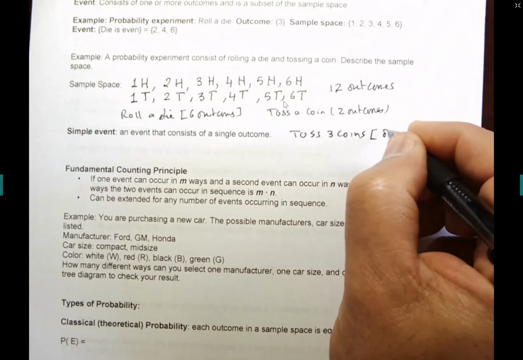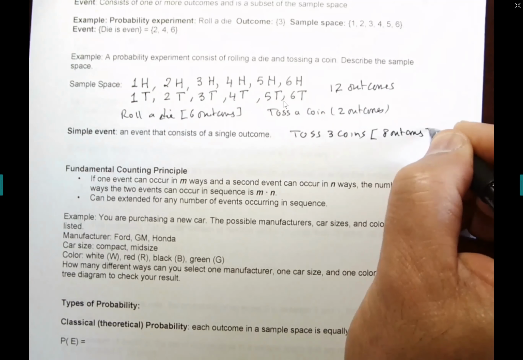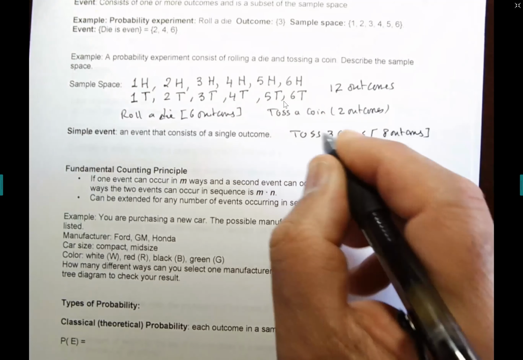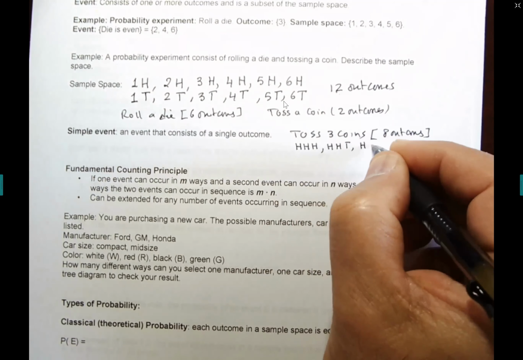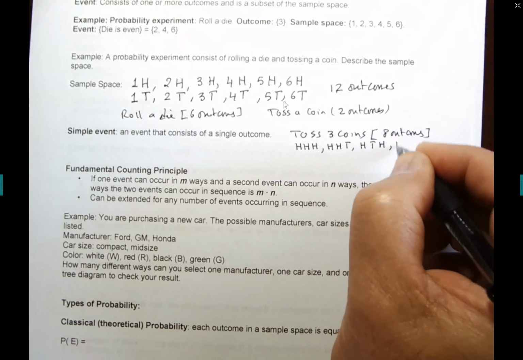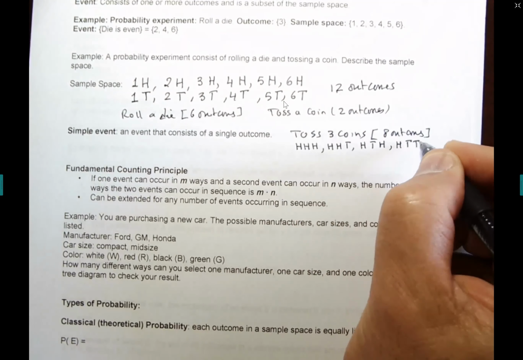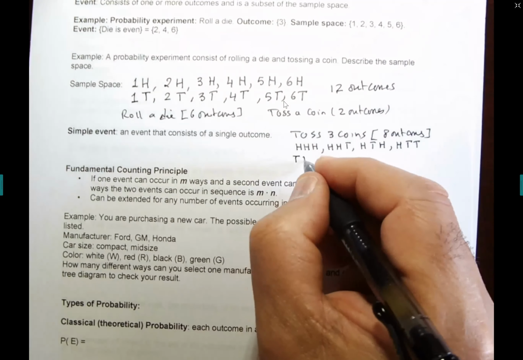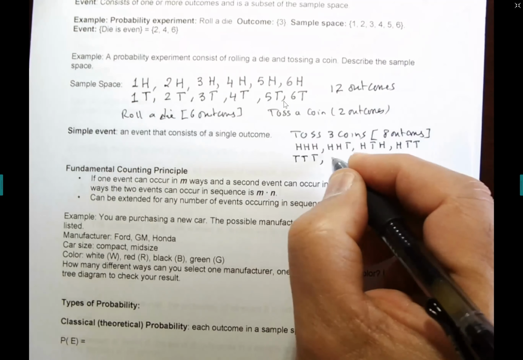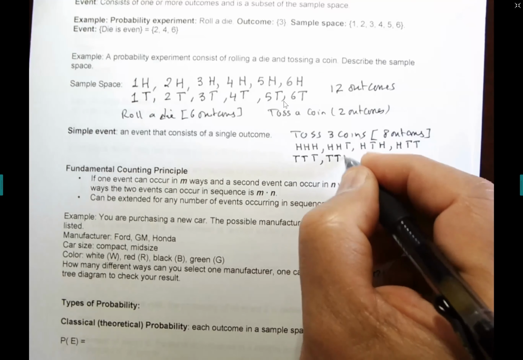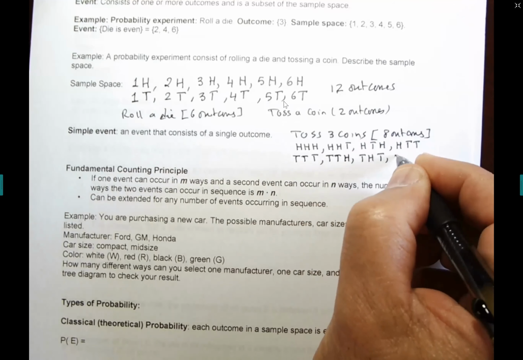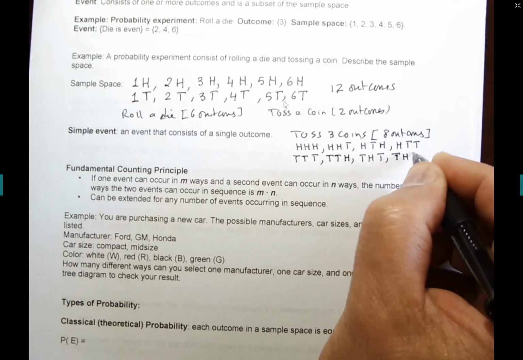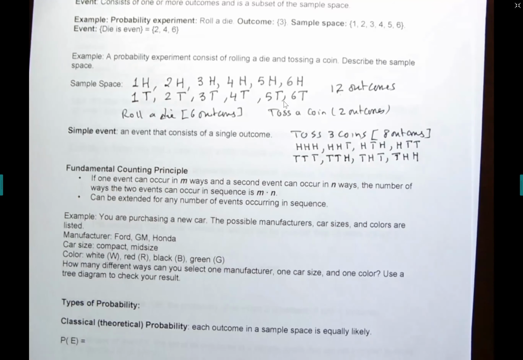You get 8 outcomes, and you want to know why? I'm going to list them. Head, head, head. You could get this. Or you could get head, head, tail. Or you could get head, tail, head. Or you could get head, tail, tail. You could get tail, tail, tail. You could get tail, tail, head, tail, head, tail, and tail, head, head. Can you guys think of anything else?